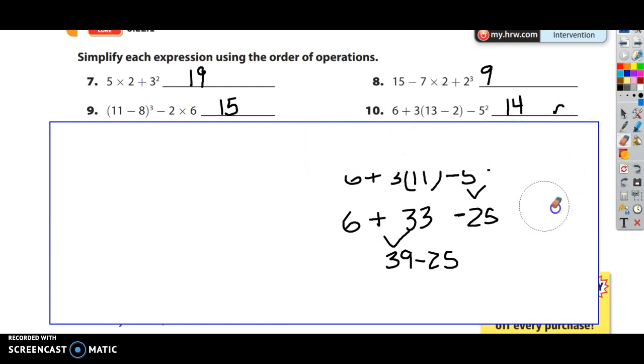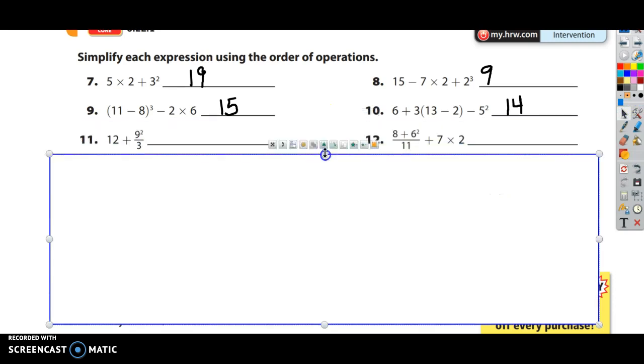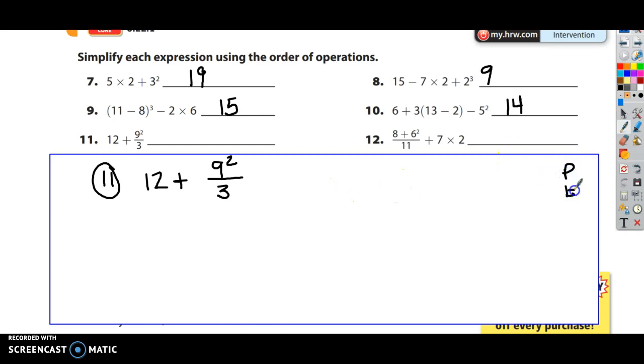Okay, moving on. All right, got to recognize what this is. This is division here. So for number 11, we've got 12 plus, and that's going to be my last step. I've got 9 squared over 3. 9 squared is the first thing I do because according to PEMDAS, I do exponents before I do division. Now I know some of you might look at this and think I don't see division, but you have to know that that bar right there means division. But the first step before that is the exponent. I'm going to do 9 squared.